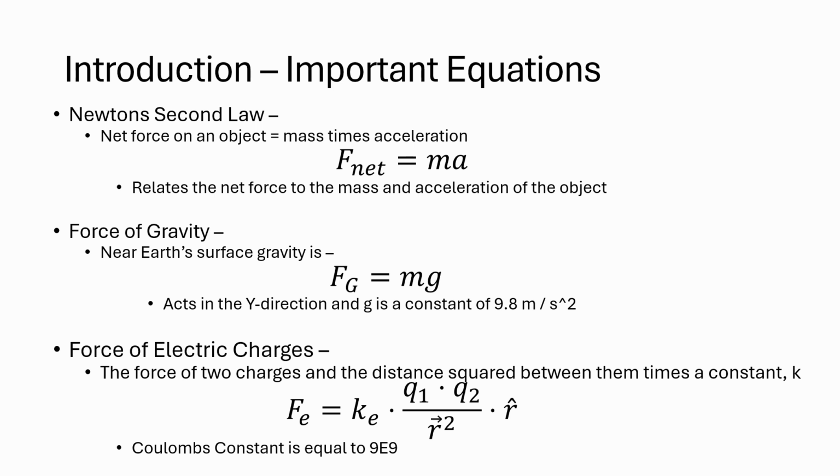The force of electric charges would be k, which is 9 times 10 to the 9th, also Coulomb's constant, times your two charges, divided by your r squared, times r hat if it's in a vector. If it's magnitude, you would just take the absolute value of your radius.